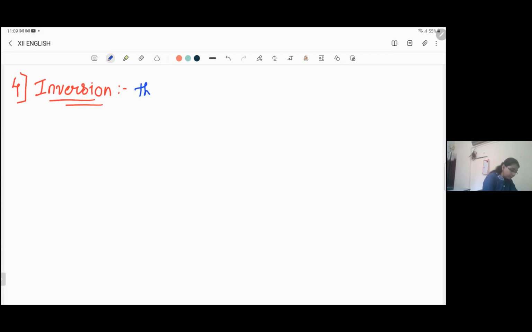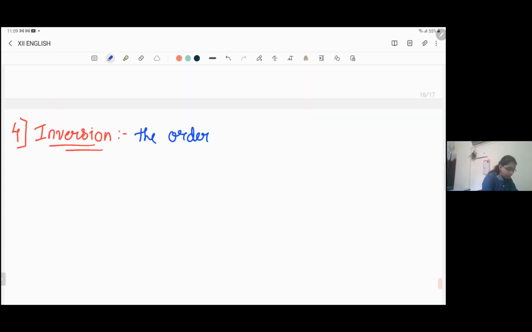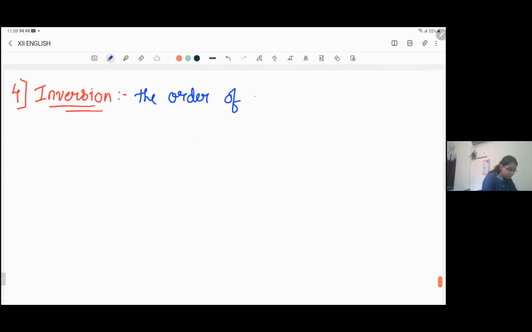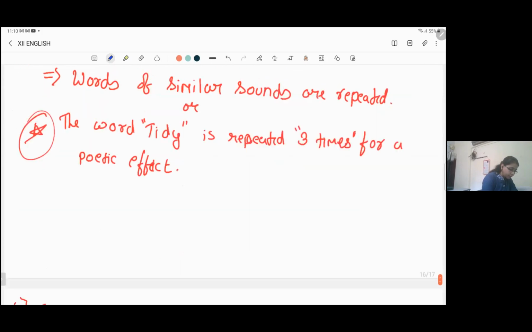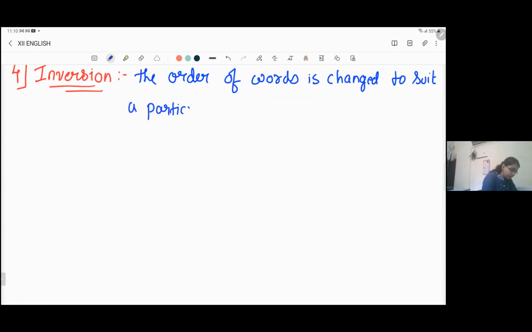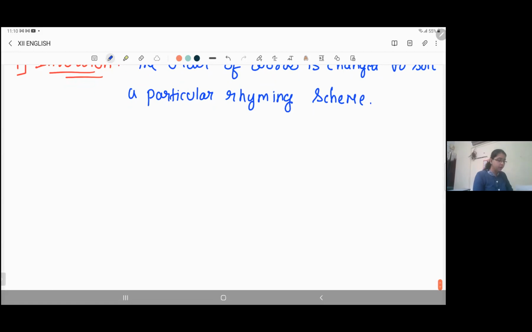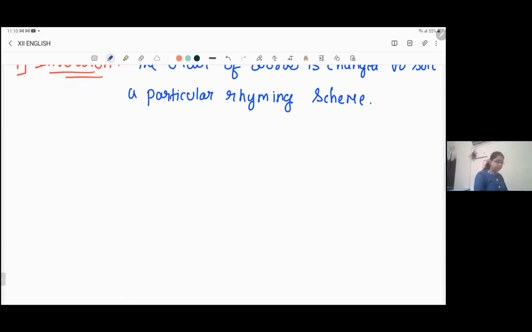The order of words is changed to suit a particular rhyming scheme, or for poetic emphasis.